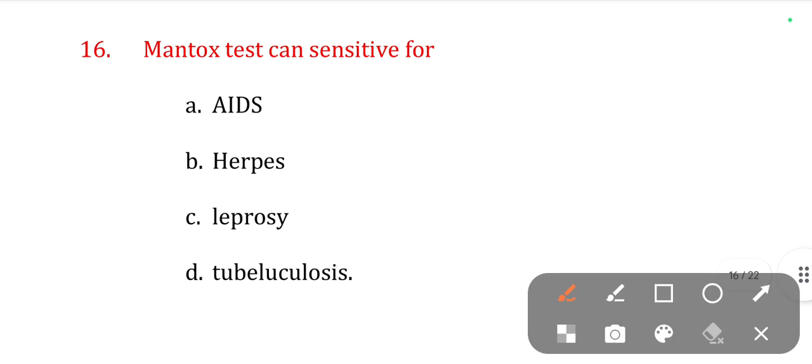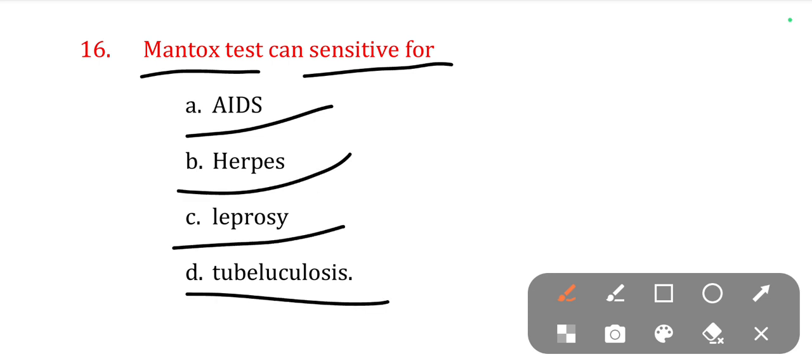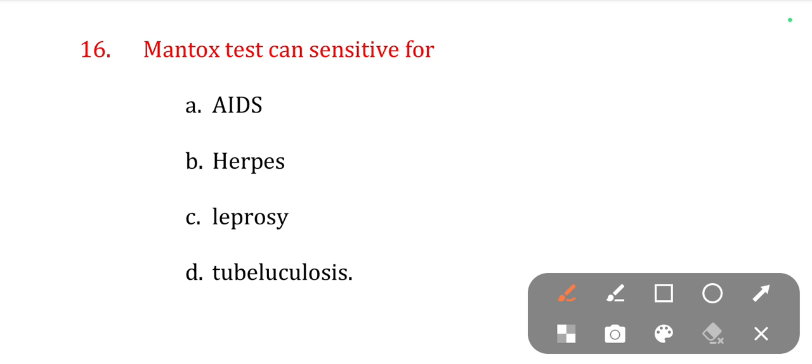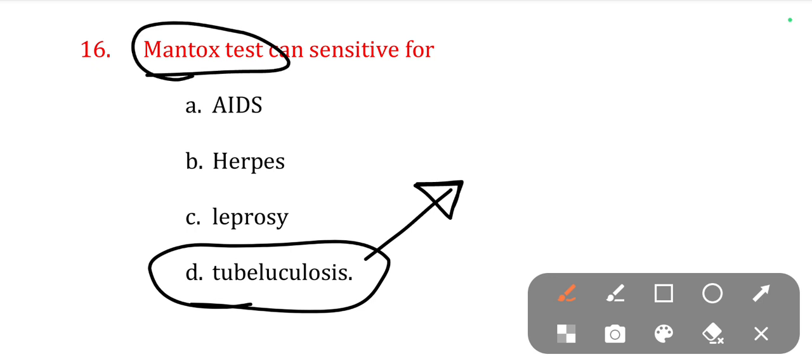The next one is Mantoux test can be sensitive for. So what is the purpose of doing the Mantoux test? Options are AIDS, herpes, leprosy, tuberculosis. The right one is tuberculosis. To find out the antigen in the human body, we can do the Mantoux test, that is, whether there is a presence of tuberculosis in the patient.